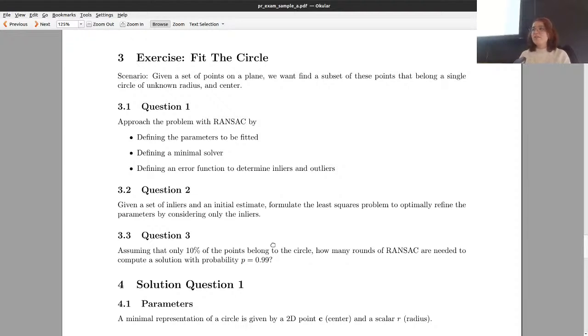This exercise is entitled Fit the Circle, and the scenario is: given a set of points on a plane, we want to find a subset of these points that belong to a single circle of a known radius and center. So you have a set of points and you are asked to find the parameters of this circle that fits with a subset of these points. The problem tells us to use RANSAC, and of course, if we have to use RANSAC, then we need to define the parameters to be fitted, a minimal solver to use, and an error function to determine inliers and outliers.